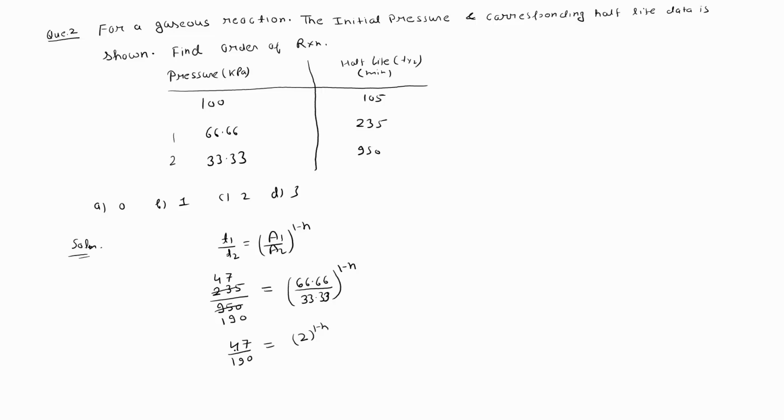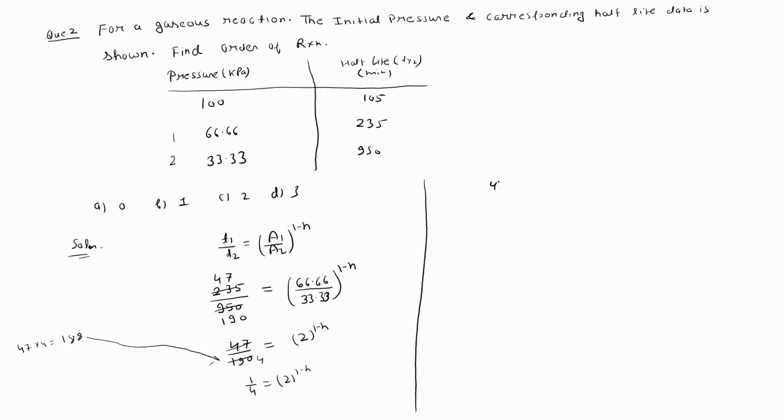47, this is not divisible, so divide. What is 47 times 4? 47 times 4 is 188. So actually 190 is closer to 188. So we will take 47 divided by this. It comes out to be 1 by 4. So 1 by 4 is equal to 2 to the power 1 minus n. So I will solve here.